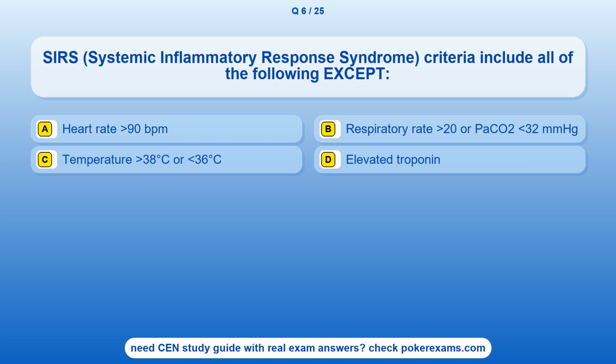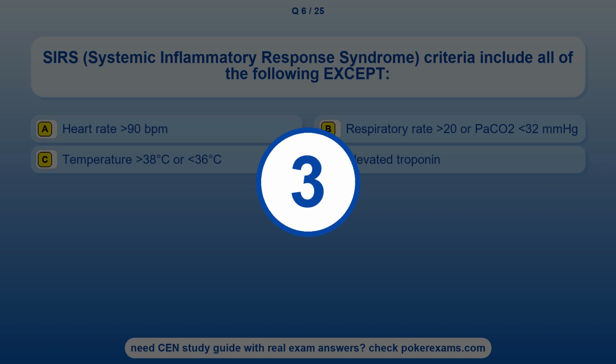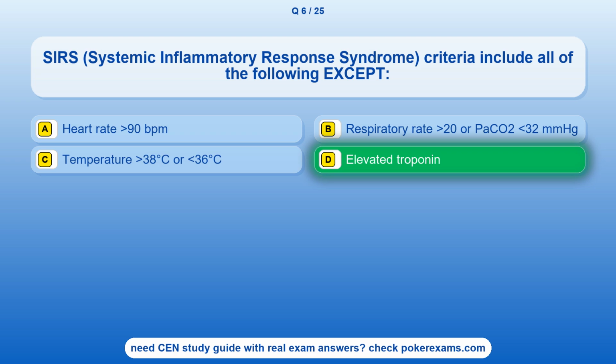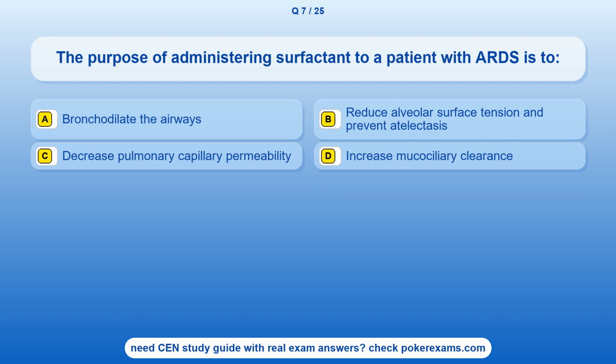Question 6. SIRS, Systemic Inflammatory Response Syndrome, criteria include all of the following except: Option A. Heart rate greater than 90 bpm. Option B. Respiratory rate greater than 20 or PaCO2 less than 32 mmHg. Option C. Temperature greater than 38 degrees C or less than 36 degrees C. Option D. Elevated troponin. The correct answer is option D. Elevated troponin.